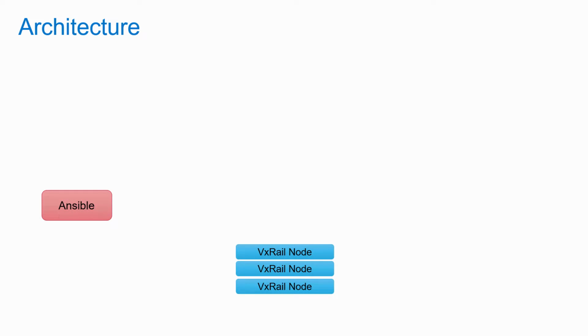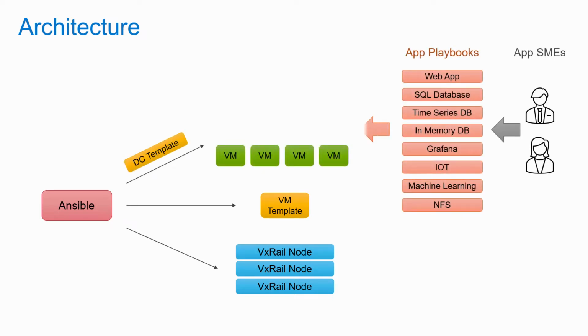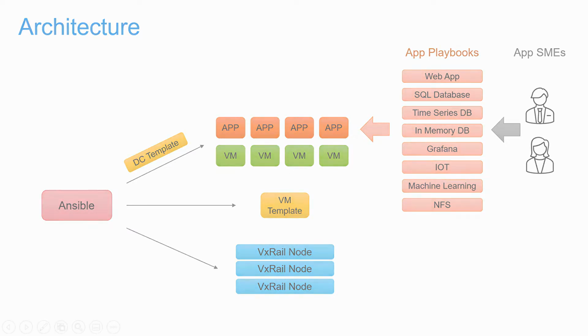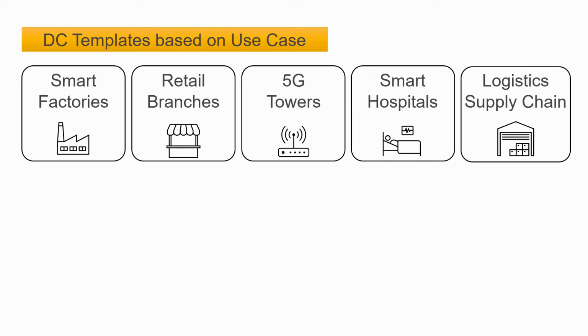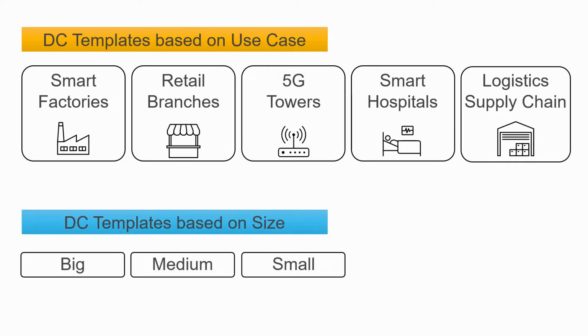In this demo, we use a single VM running Ansible to configure a 3-node VxRail cluster in 3 steps. Ansible will first configure the VxRail. Then, it will copy and register a Linux VM template. Finally, it will deploy and configure all the VMs described in a data center template. Organizations can have different data center templates depending on the use case, for example, a retail branch or a warehouse, or simply based on size. In our example, we have templates for 2 data center sizes, big and small.